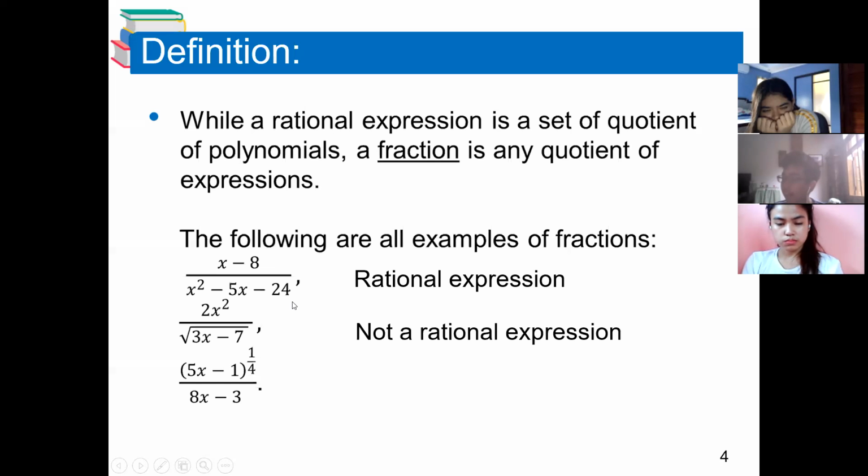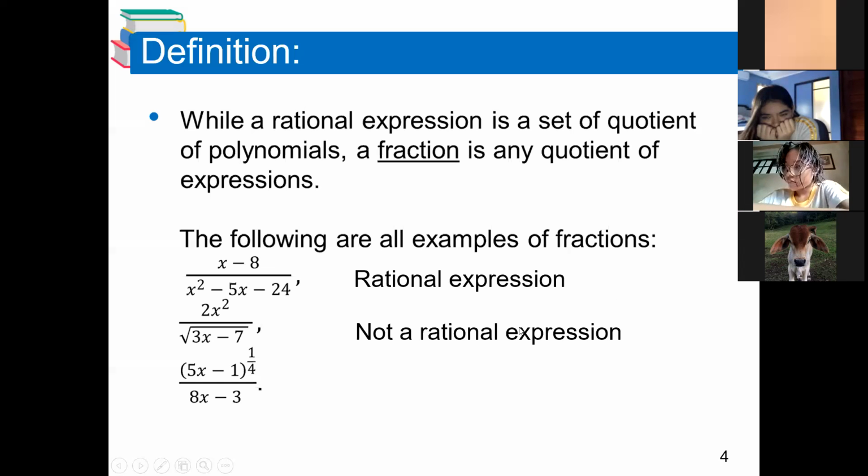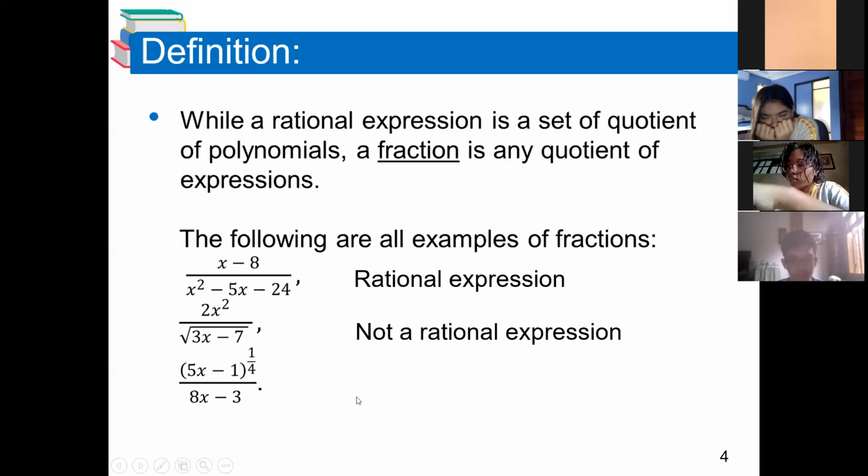Follow-up question. If this is not a rational expression, then what is the second example? Vince, what kind of an expression is the second example? Vince, if this is not a rational expression, what do you think is the second example? Just a polynomial, sir.